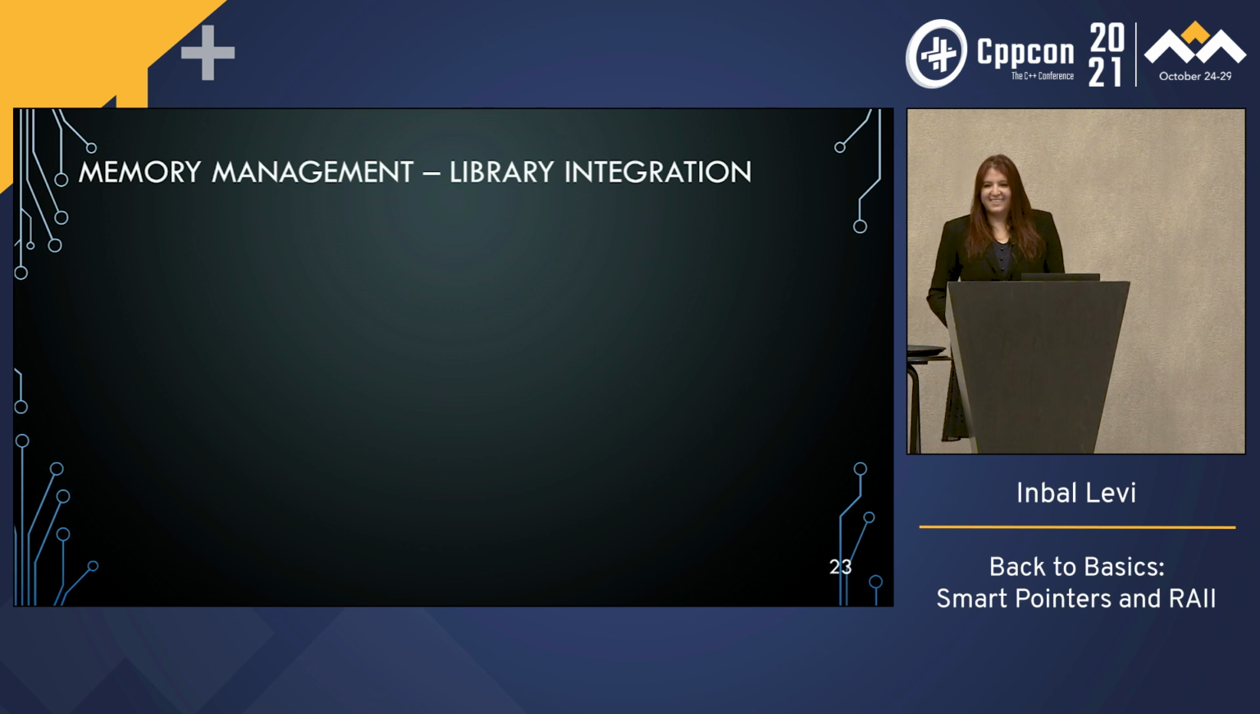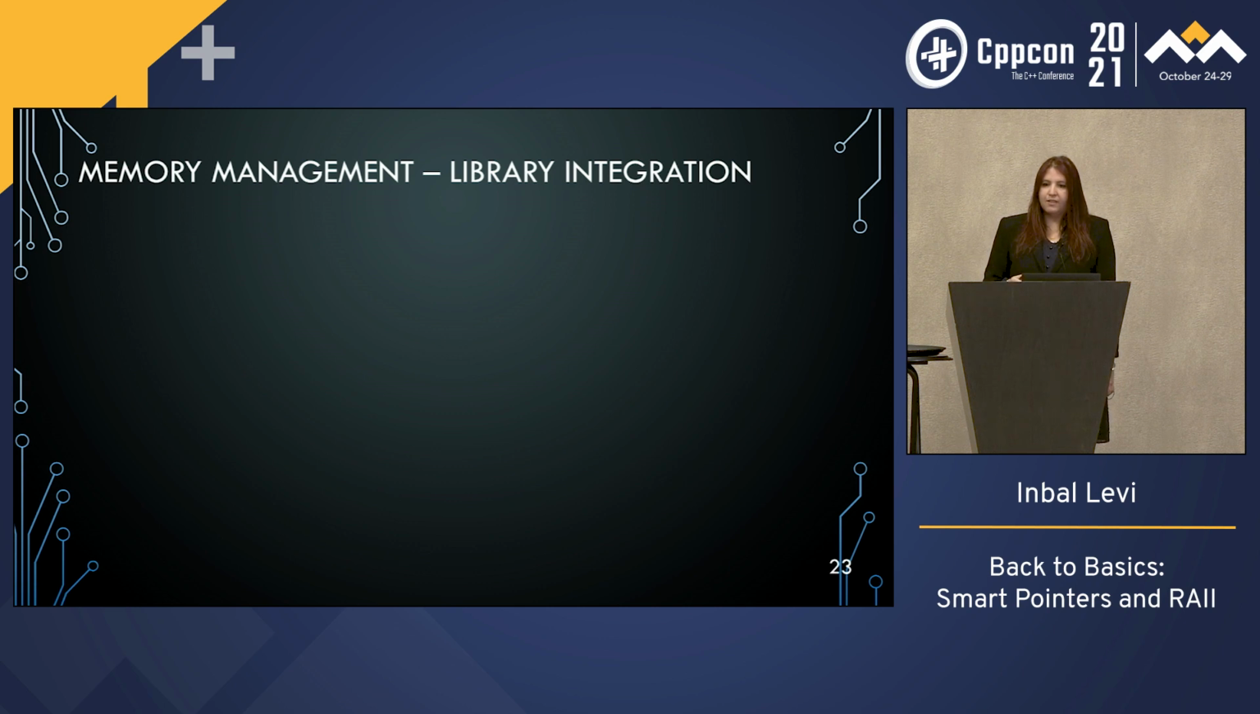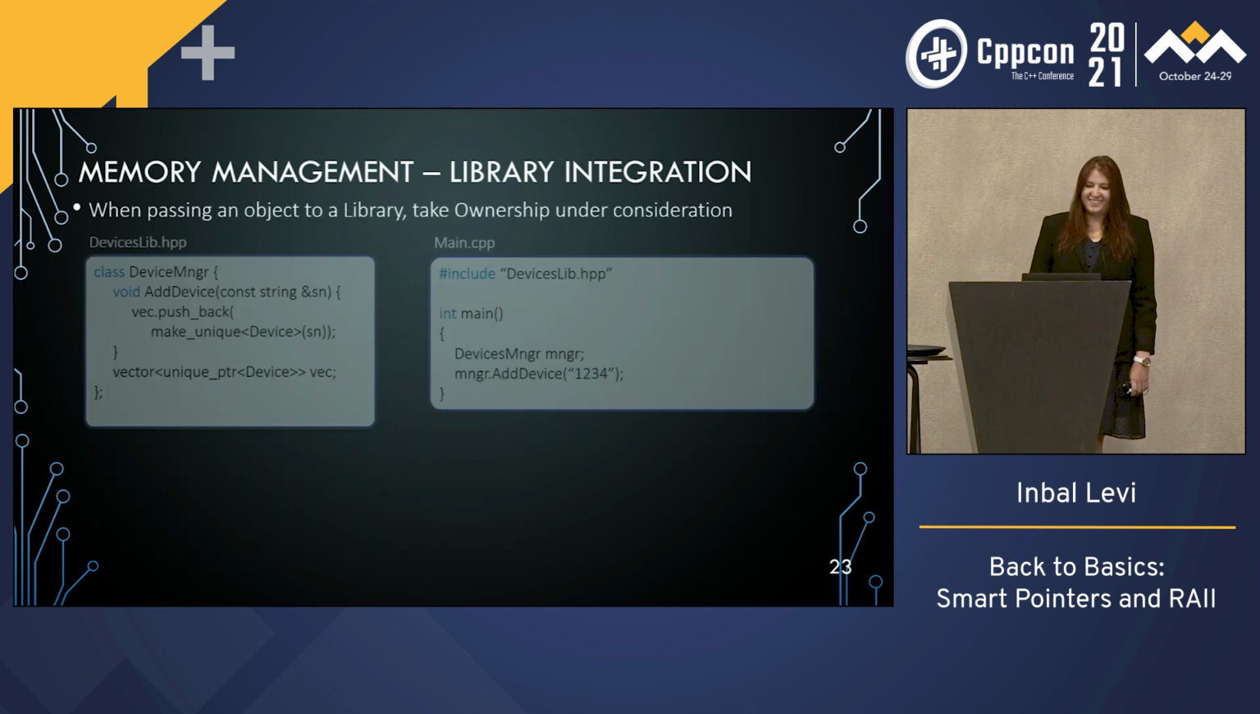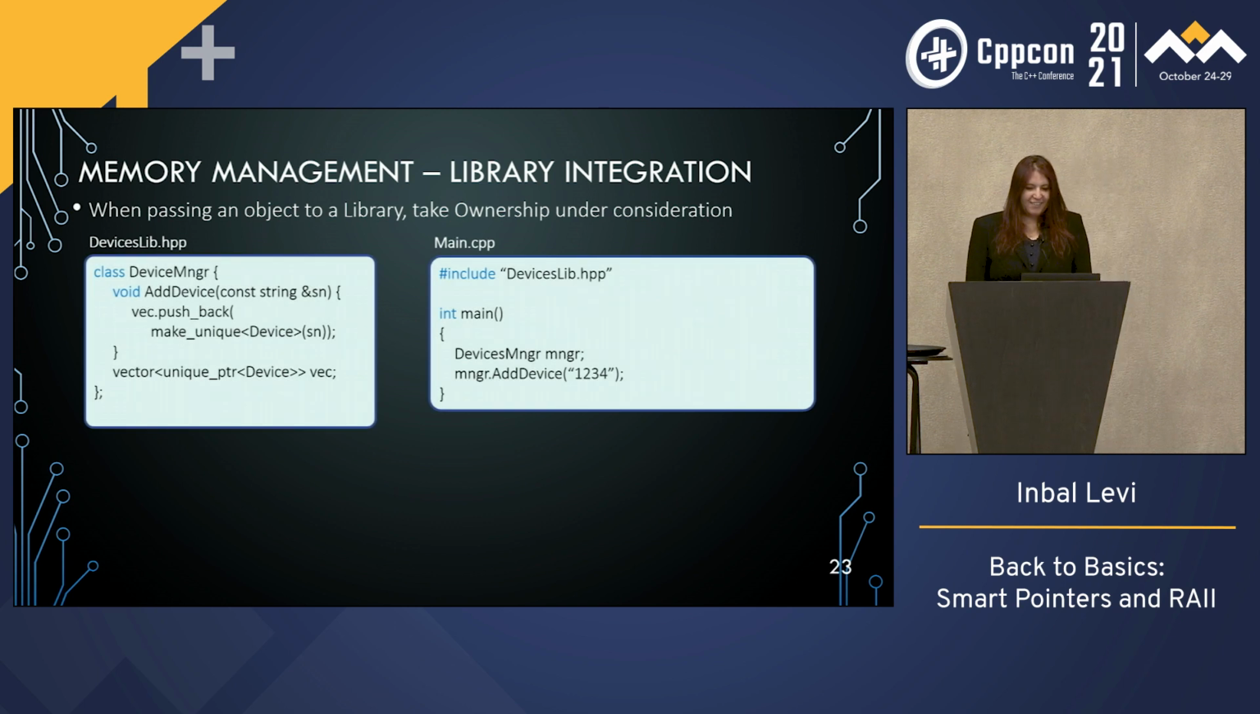Go ahead, Ansel. You mentioned that the weak pointer lock returns a default initialized object. Doesn't it return a default initialized shared pointer? Yeah. So I might have said object, but I meant a default initialized shared pointer of the object. So Ansel asked if, when you call weak pointer lock, I said that it returns a default object. It actually returns a shared pointer of the default object. Okay. Thank you. All right.